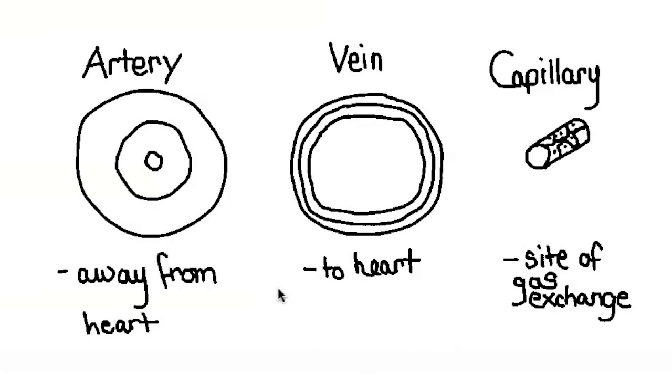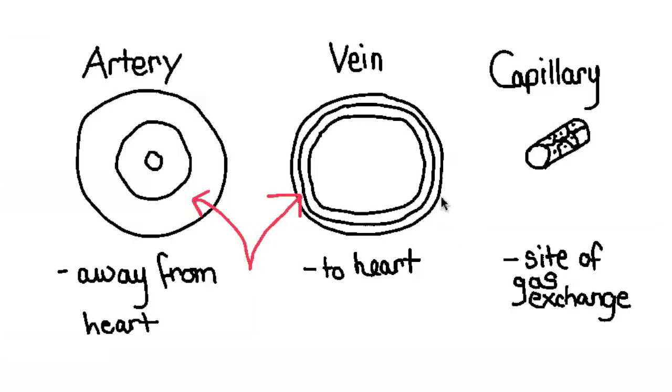So the structure of them that allows for this to happen, if we first look at this layer here. So the layer that we observe, the outside layer in the case of both the arteries and the veins, is the collagen layer. But you can see that in an artery that collagen layer is very thick, whereas in the vein it's very thin. In the capillary it's not even present at all. And the collagen layer provides structural support.